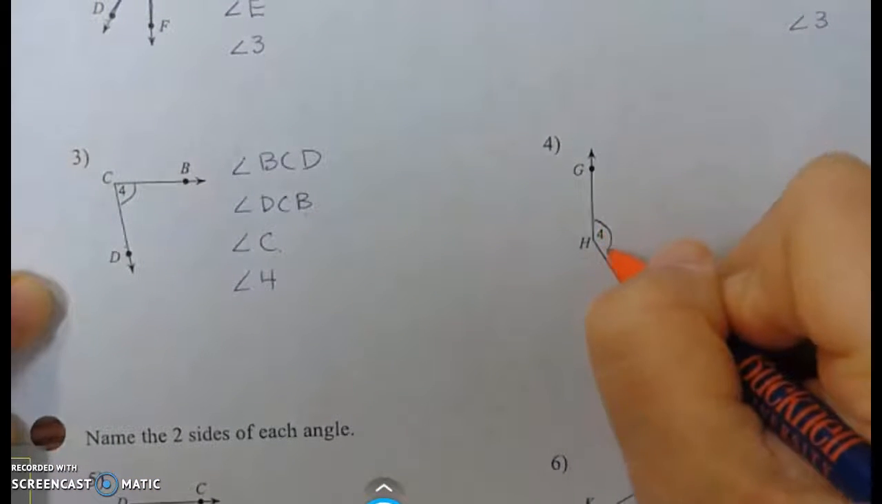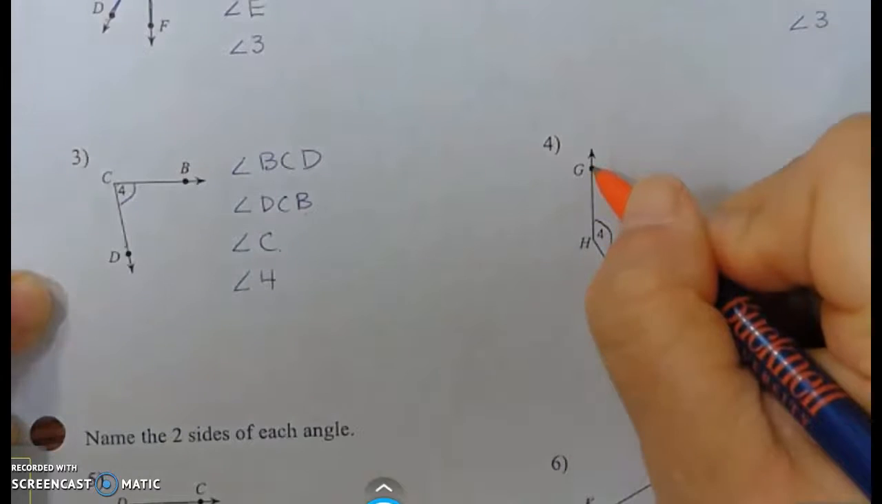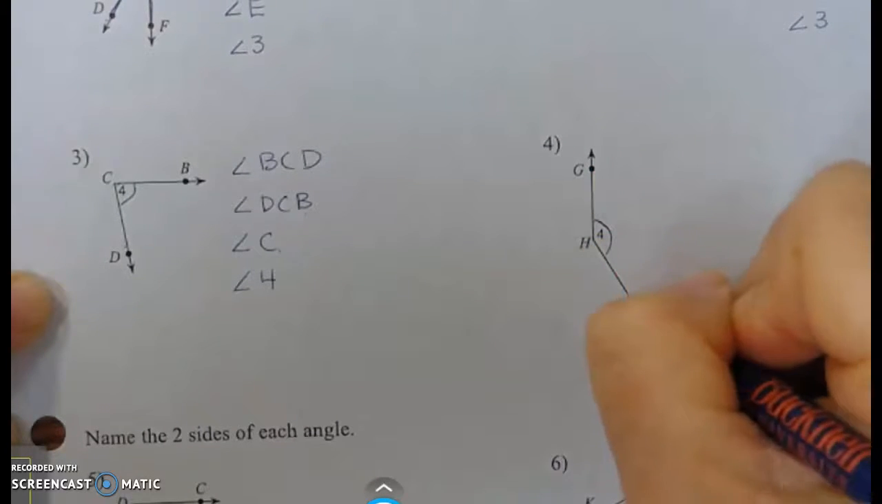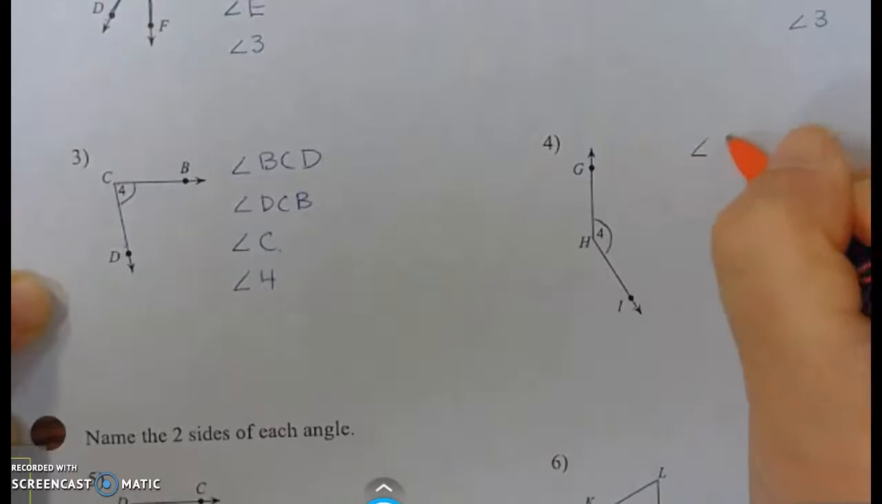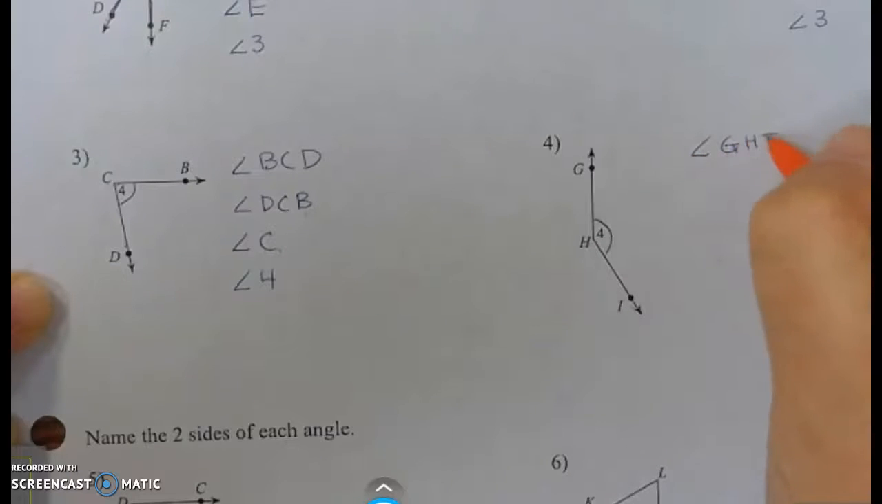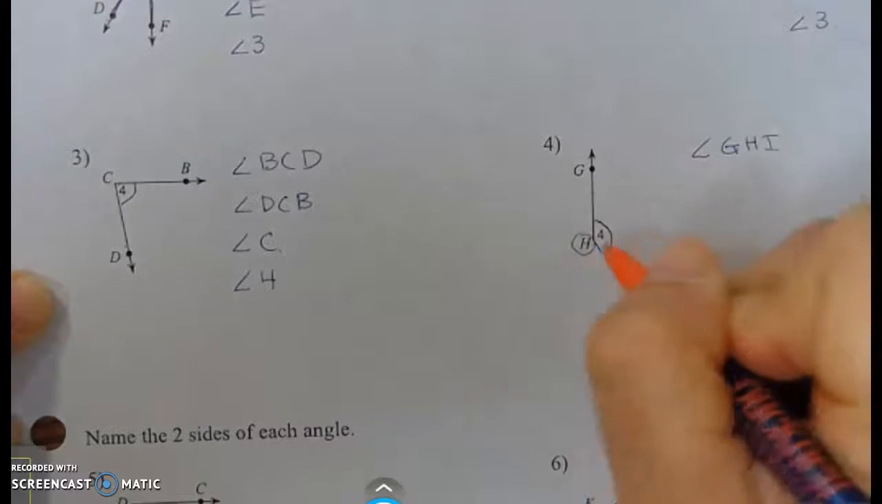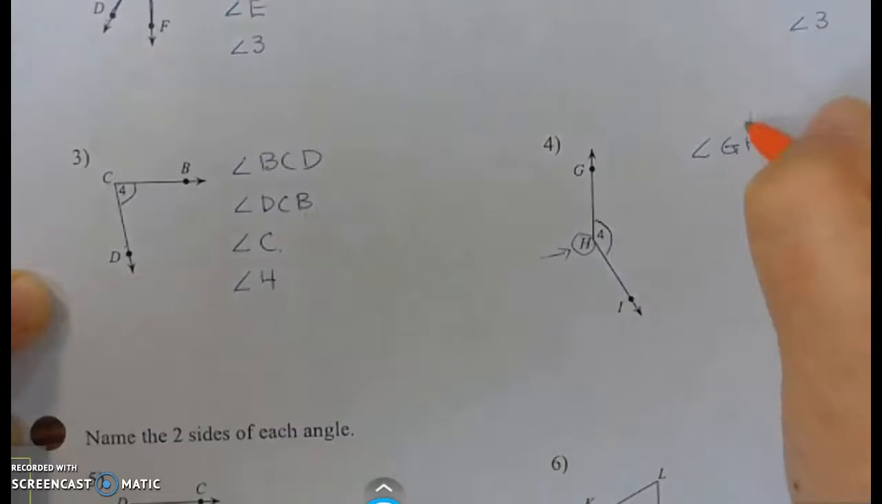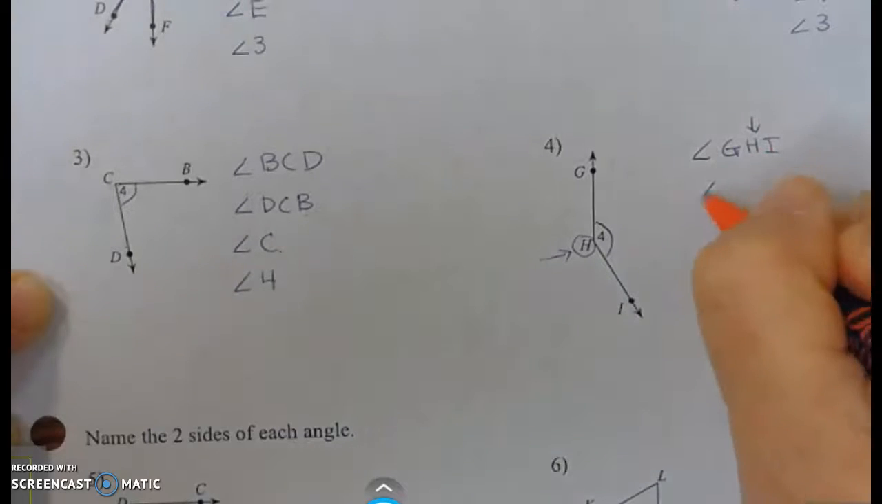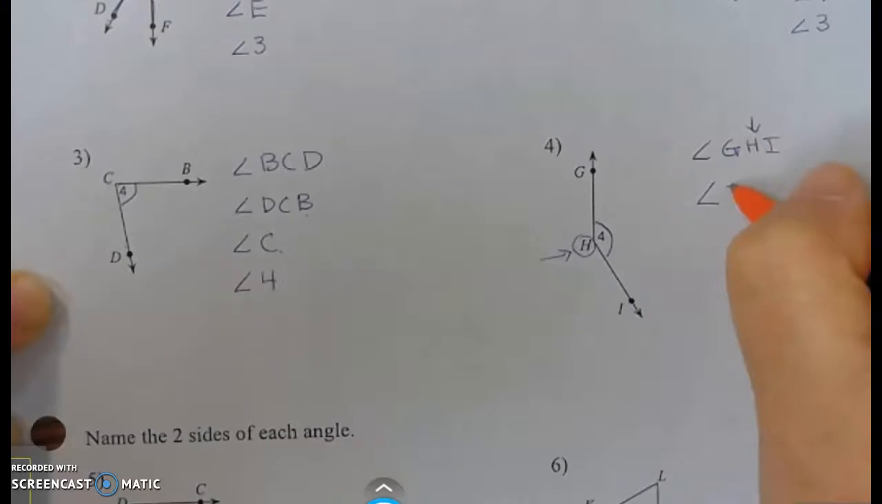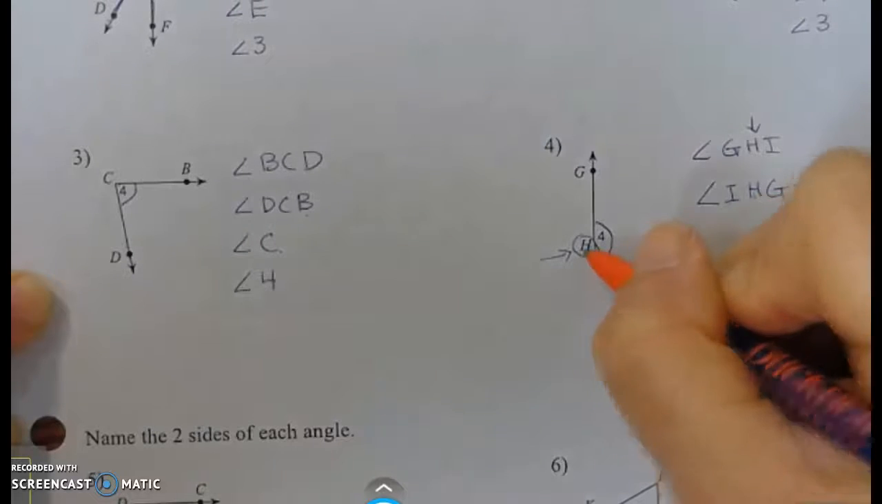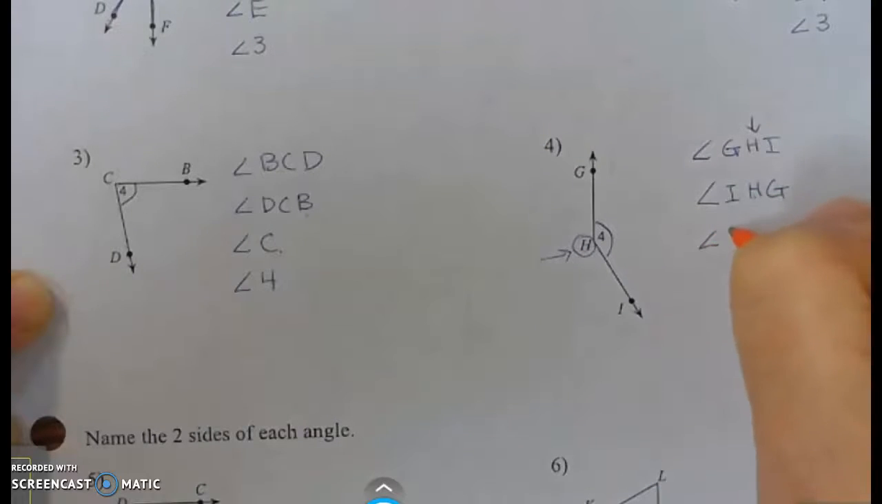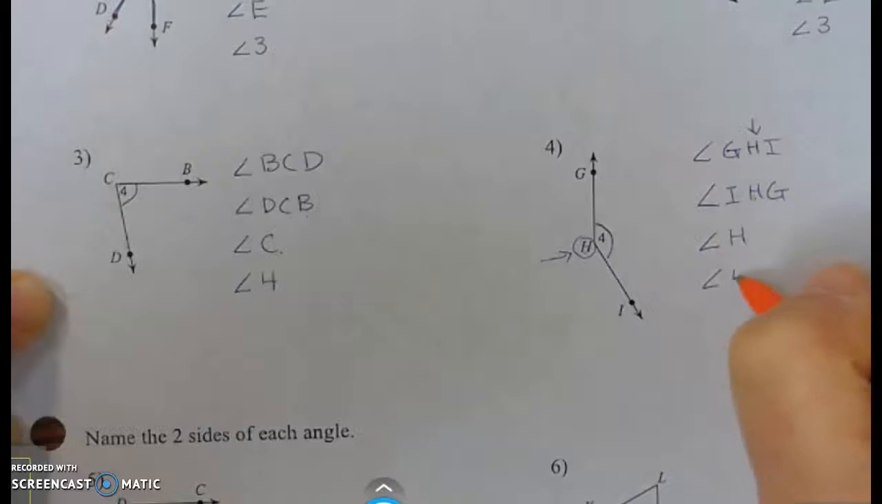To call this angle, we need to go from the arm to the vertex to the arm. So that's angle GHI. Again, the middle letter has to be H. Or we can go the other direction, IHG. Again, the middle letter is H for the vertex. Or we could call it angle H or angle 4.